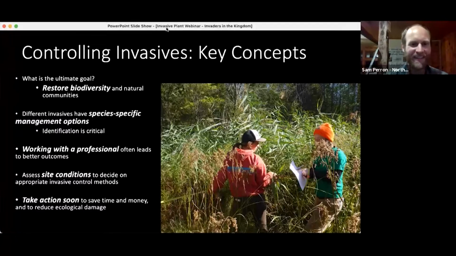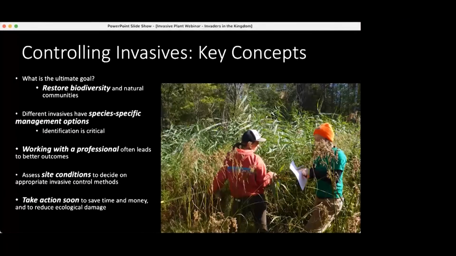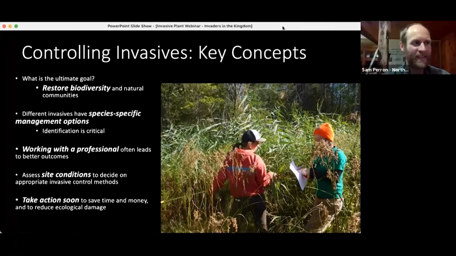And then a final key concept, which hopefully you all leave this webinar very excited to follow, is that we encourage you to take action sooner than later. One of those photos that Emily showed of, I believe, Japanese barberry spreading through the understory of a forest, really with 100% cover, is pretty concerning. So if you can take action soon before it gets to that point, you have a better chance of controlling these plants and a better chance of restoring a functioning native ecosystem.